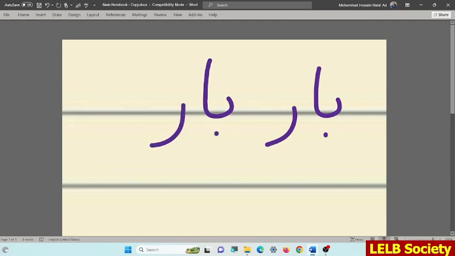Bar. So bar means load or burden. Load. And it's very similar to bod, with the exception that it has re at the end instead of de. So bar.